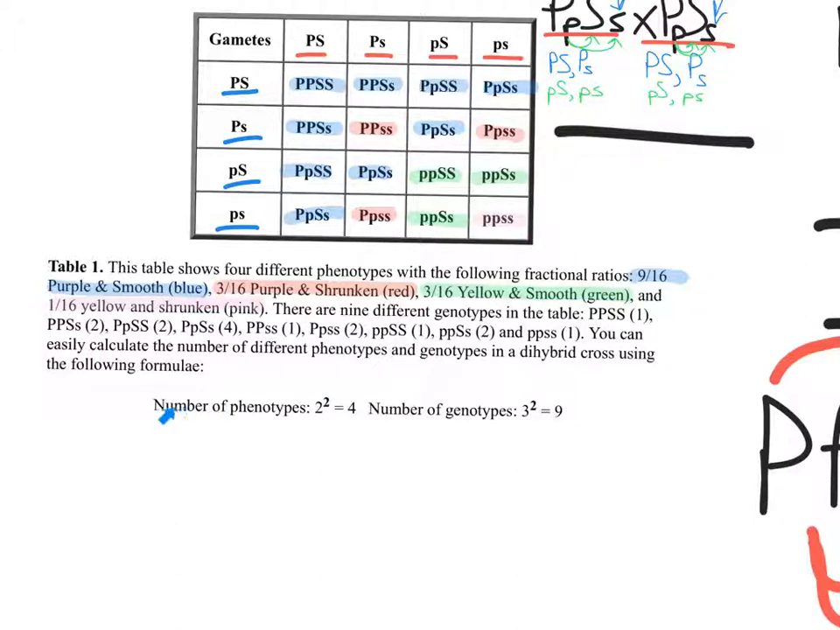So the number of different phenotypes is 2 to the second power, which equals 4. So you have 2 different genes, a P and an S, right? With 2 alleles each, you get 4 different phenotypes. What if you had 3 genes with 2 alleles each? You can get how many different gametes? 8 different gametes. So as you add genes with more than one allele, you start to see an exponential growth of how many different gametes you can have.